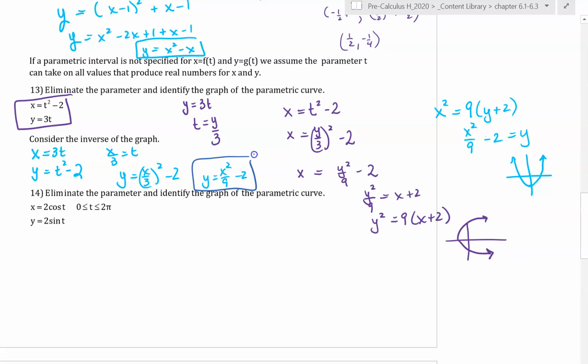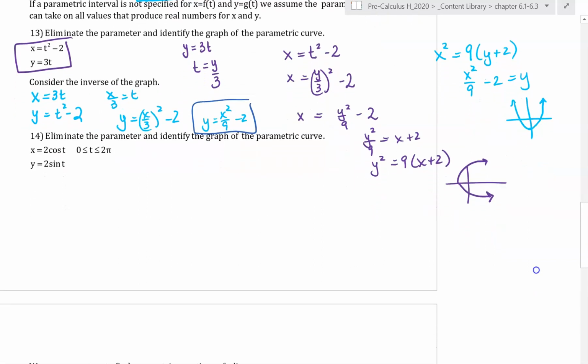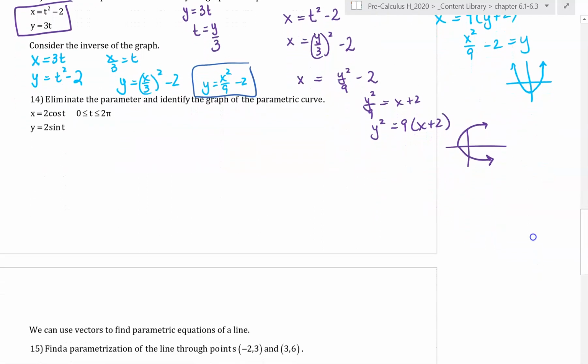So it's very interesting to think about how, when you have parametric equations and inverses, you switch the x's and the y's. Again, notice that parametrics are very helpful when you think about inverses of graphs. Okay, let's take a look at this next one.